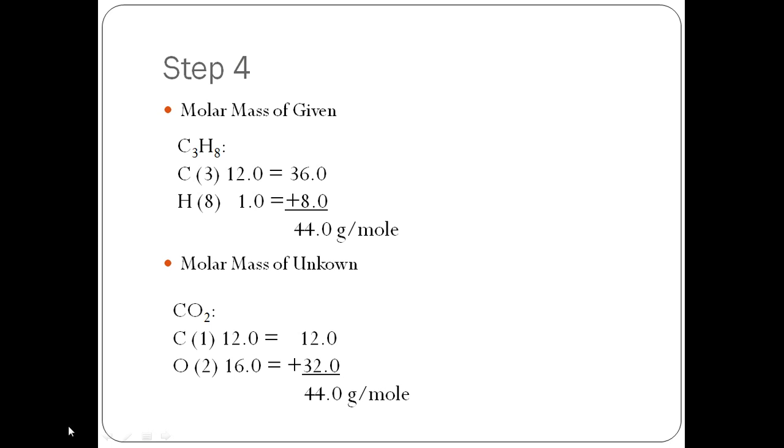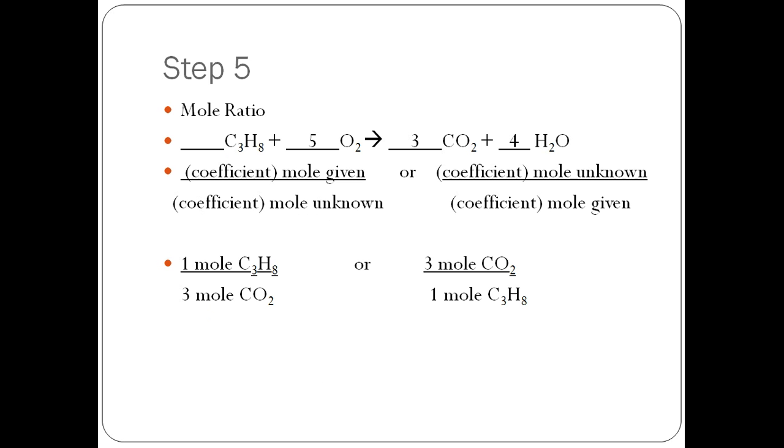Do the similar thing to carbon dioxide. 1 carbon atom, 2 oxygen atoms. The mass of carbon is 12, the mass of oxygen is 16. You multiply across, you end up with 12 times 1 is 12, 16 times 2 is 32. You add those 2 numbers and you end up with 44 grams per mole.